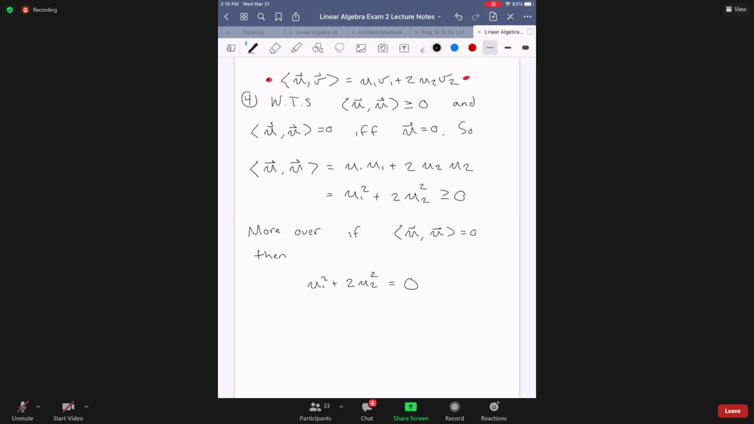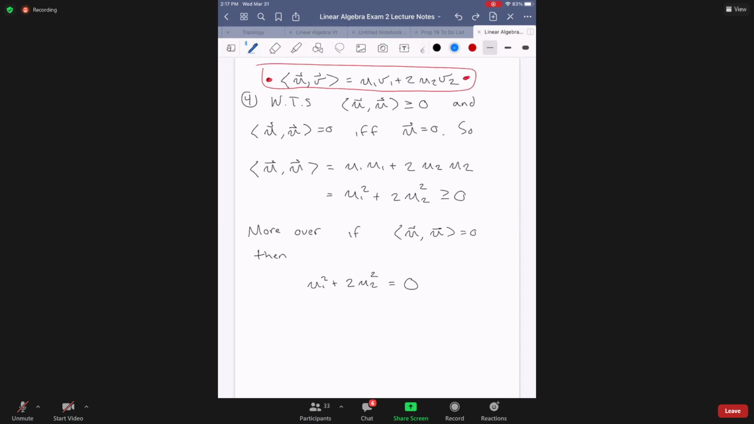Would it be 4U squared since it would be 2U? No, because if you look up here, this is taking the spot of U now, right? So you just replace wherever the V1 and V2 is with U1 and U2. So it should just be, yeah. But anyway, U1 squared plus 2U2 squared equals 0 means U has to be 0.